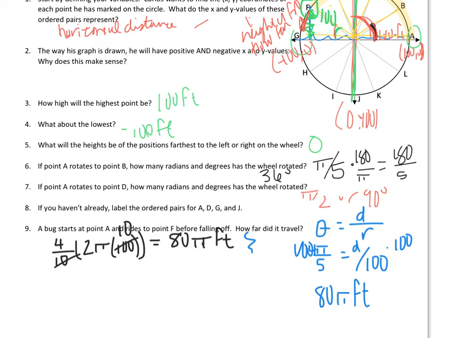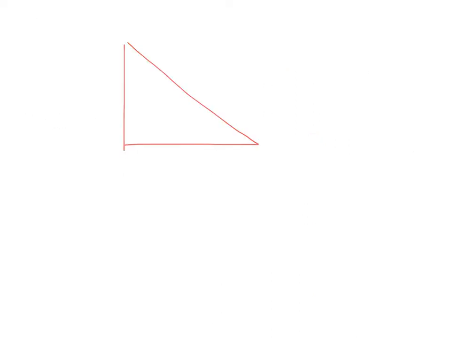And I know that this angle right here is pi over 5. Like, that's the reference angle if I'm just looking at the triangle. So I'm going to actually draw the triangle on another page here. Okay, so if we're at point F, I know that this reference angle is pi over 5. I know that this is 100 feet, and I don't know what the height is. I'm going to call that y. That's what I'm looking for.